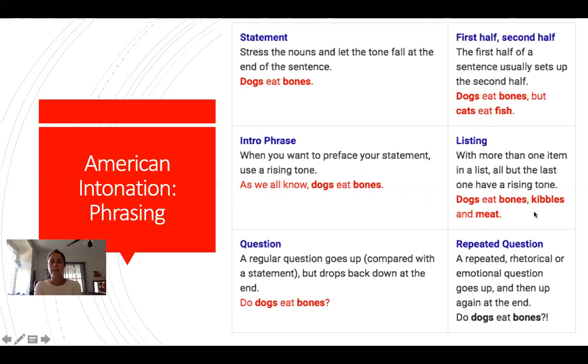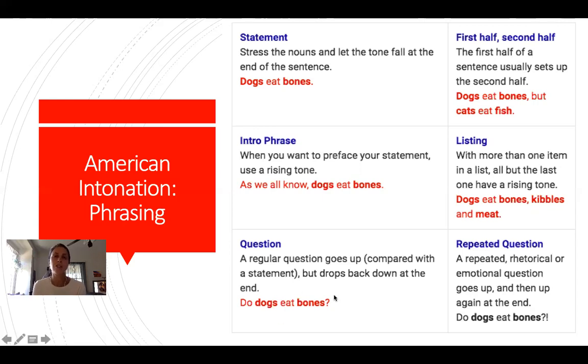When you're listing, you also use the same kind of intonation for the nouns. So it says, with more than one item in a list, all but the last one have a rising tone. So you say, dogs eat bones, kibble, and meat.